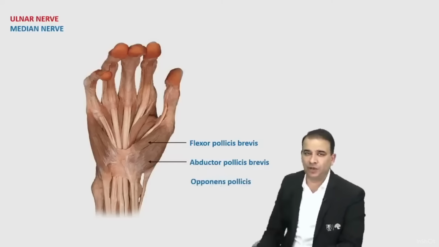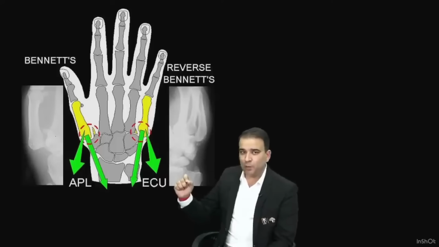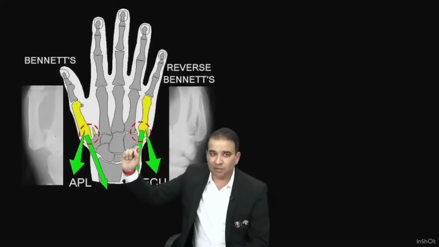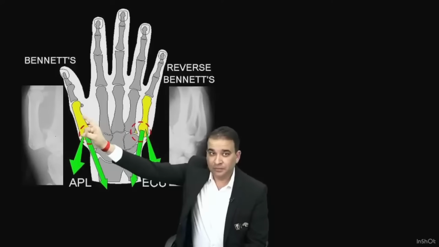That brings us to this picture here. The reason I'm showing you this picture, guys, is opponens pollicis and opponens digiti minimi. I told you the opponens muscle will not be visible, because opponens pollicis is attached to the shaft of the first metacarpal, and opponens digiti minimi is attached to the shaft of the fifth metacarpal.